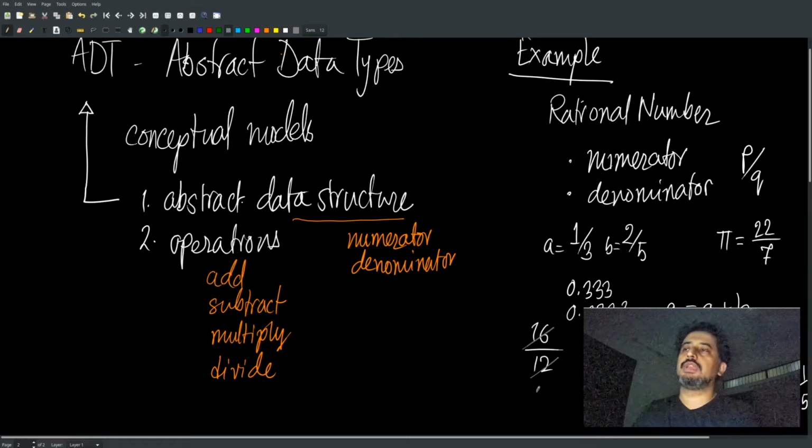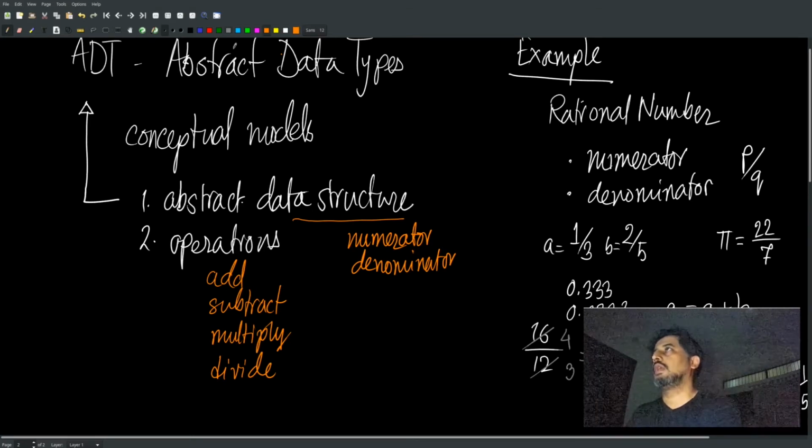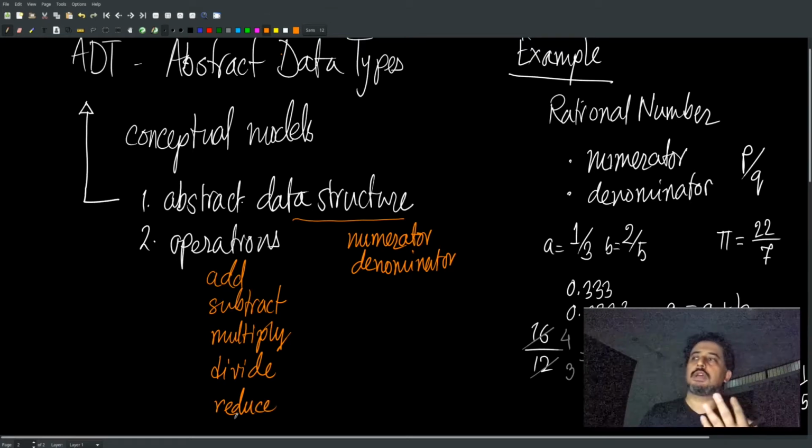You can divide both these numbers by 4. So 4 4s are 16 and 4 3s are 12. So you can write the same number as 4 by 3, which is kind of like a reduction operation. So in terms of the operations we can define, let me just add one more here, just to spice it up and give it a little bit of a different flavor. We've got 5 different operations we can perform on this particular example, which is our rational number.